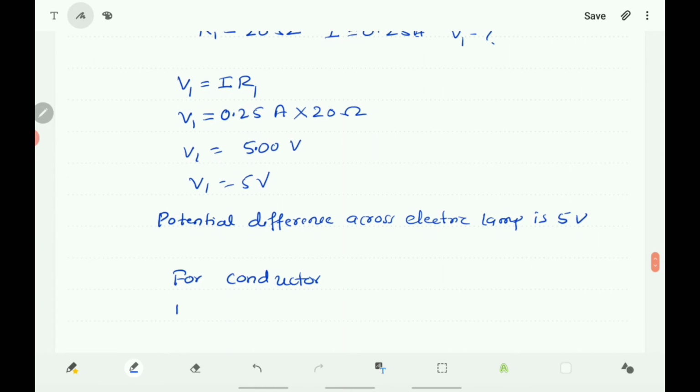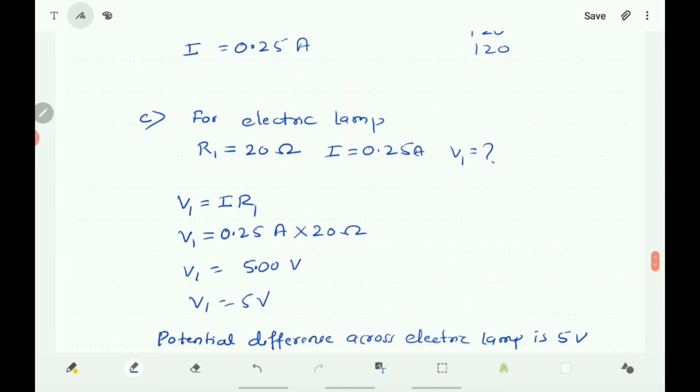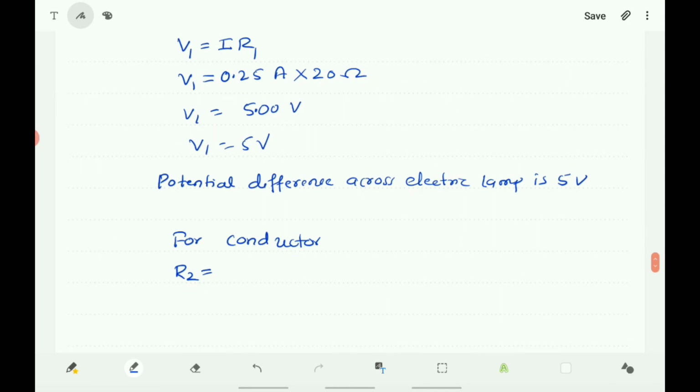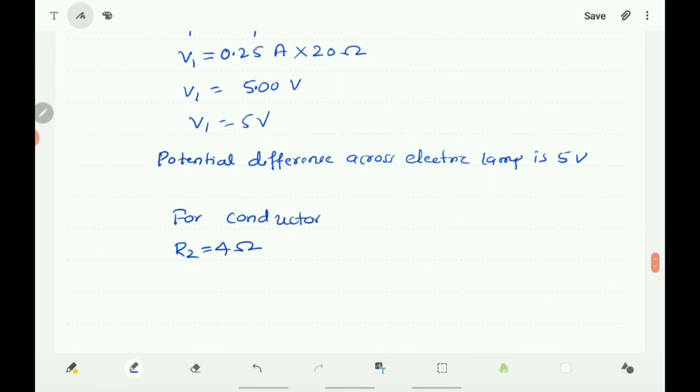So let us have that R2. R2 is here. You know that R2 is given. R2 is 4 ohms. And the current is, as it is a series connection, the same current flows through the components. So I is the same, that is 0.25 amps here. And we have to find out V2, that is the potential difference across the conductor.